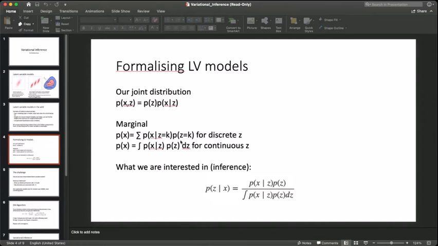Okay, so I think I asked you this last time I was giving this presentation: can you derive p of z given x given the two things up here, the product rule and the sum rule? Yeah, I think at one point I did. Okay, talk me through it.